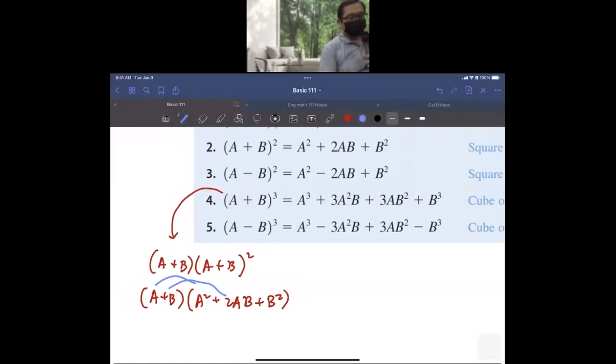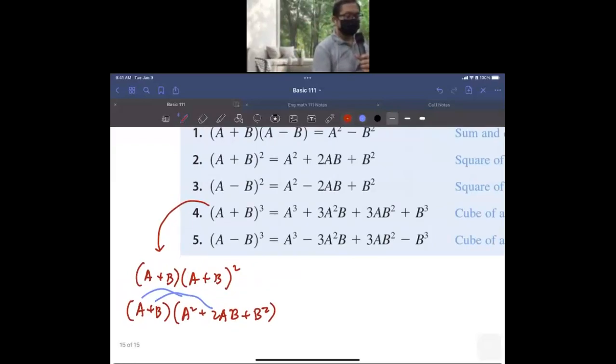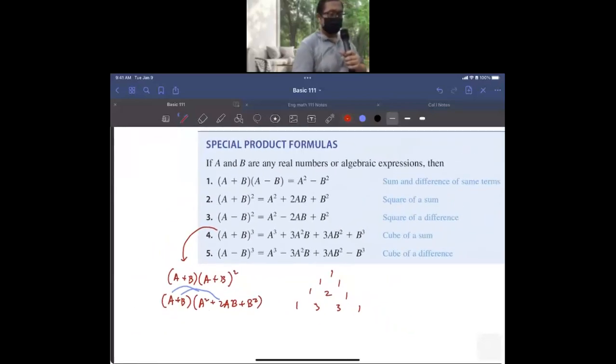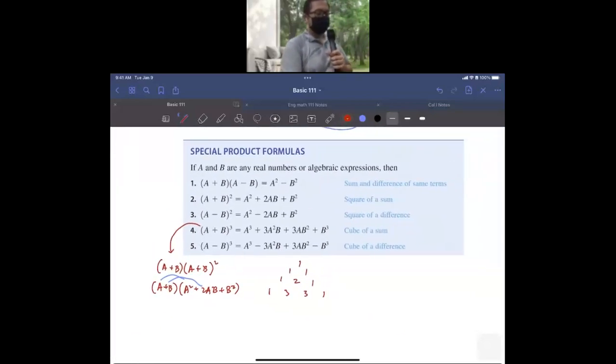I believe you are also familiar with Pascal's triangle, right? It's also from there, from this triangle, and you have this. And this is also, I think, in your binomial theorem. But anyhow, I will not be digging too much on that.